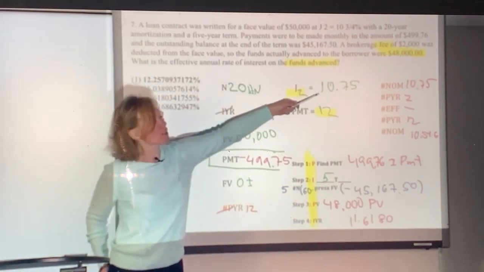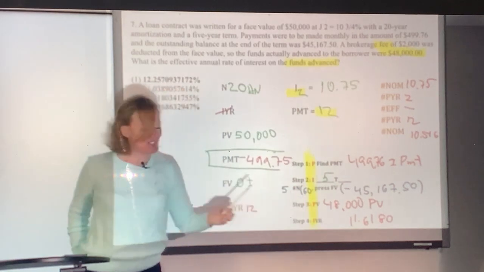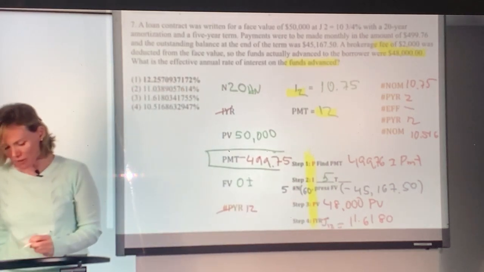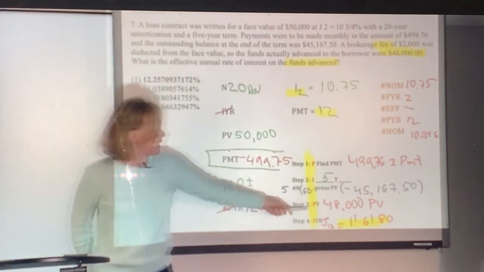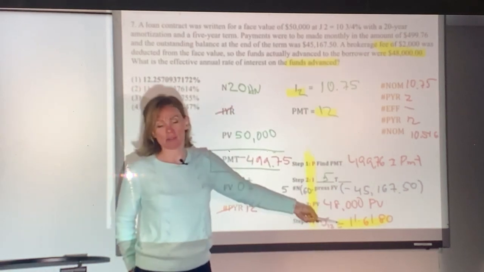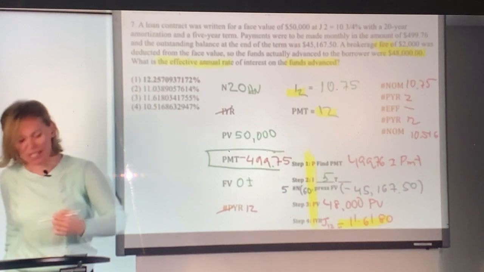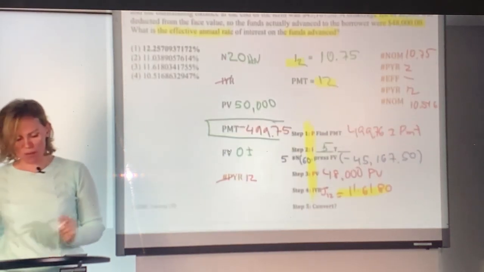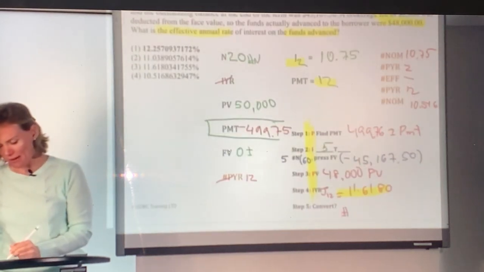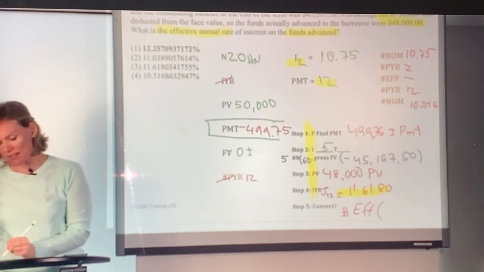Because the bank said, oh, you're going to pay us 10.75, but we already know as a J12, he's already paying 11.61. So way higher than what he's being promised, okay? But is that what they're looking for? They want the effective annual rate, so they want it in J1. So what is your next job? What are you going to do if it's J1? You're going to press shift, effective, and what does effective do? It converts things to J1.